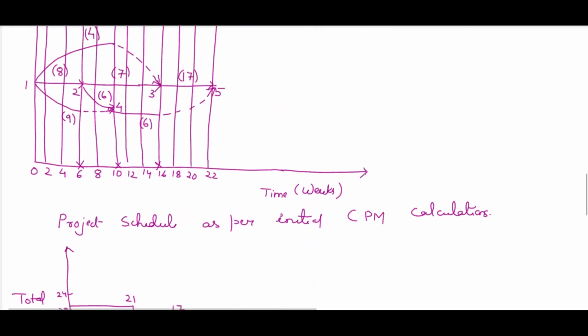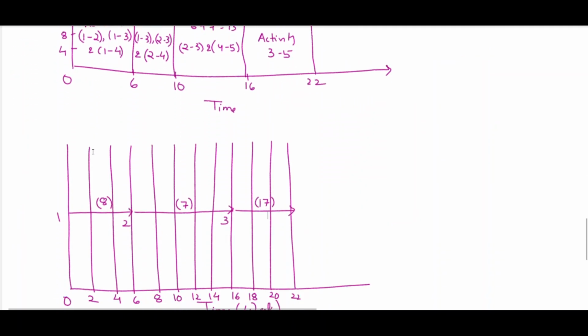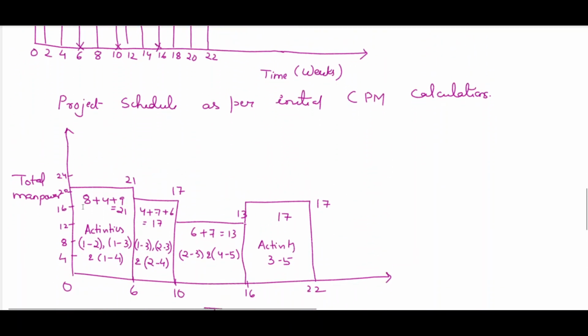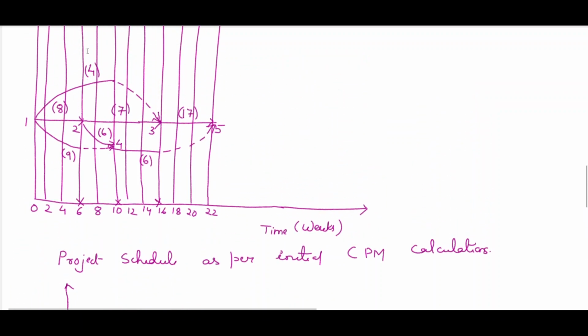Now we will plot other activities. So 1 4. For 1 4, 1 3. For 1 3, our manpower requirement is 4. We want to reduce it. You see, we can see that this 21 is the maximum, so we want to reduce it to 17. If we can reduce by 4, it can be 17. And you can see that the 4 manpower is that of 1 3 only.